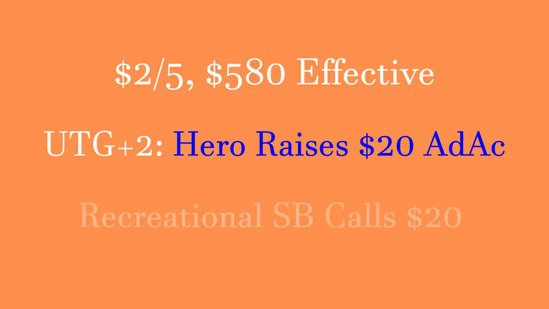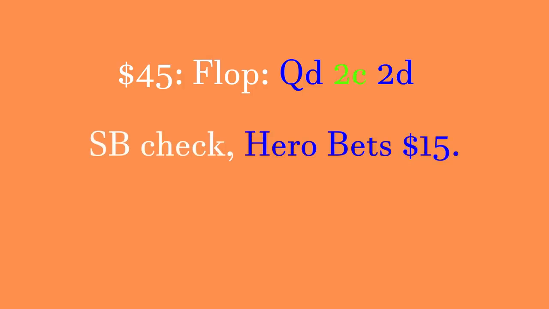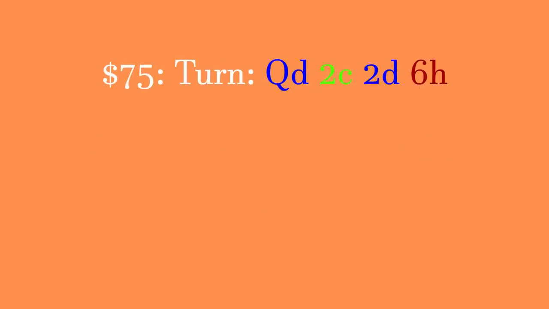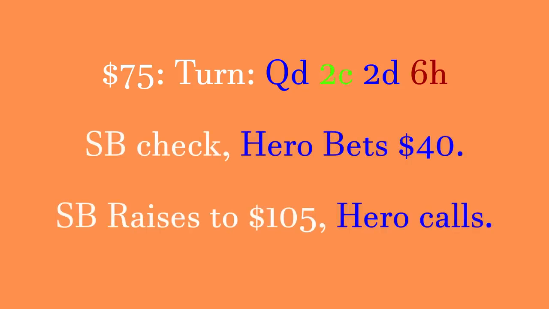So the small blind calls, and Jeff's note is that the small blind is going to be kind of a recreational player, but he has Jeff covered. The flop comes queen-2-2, the small blind checks, and hero bets $15 into $45, villain calls. The turn is a 6, the small blind checks, hero bets $40 into $75, and then gets check-raised a little bit more than minimum to $105, which hero calls.